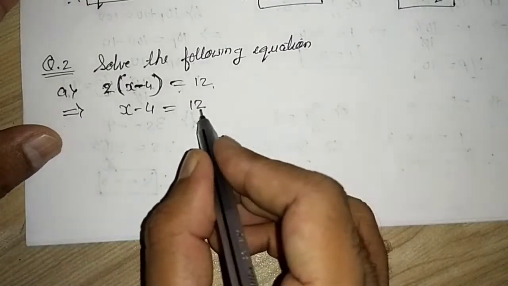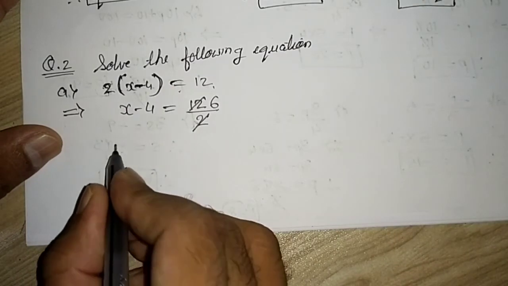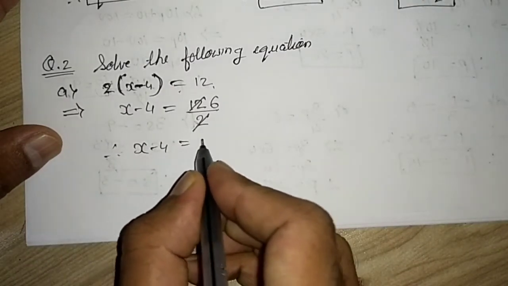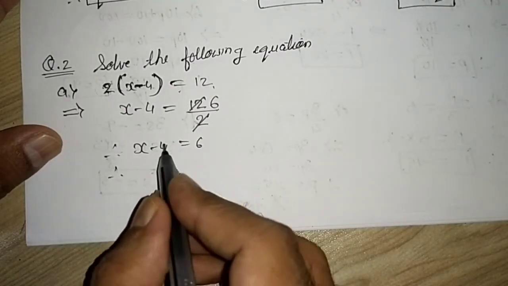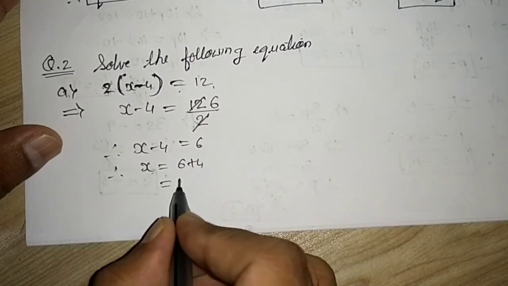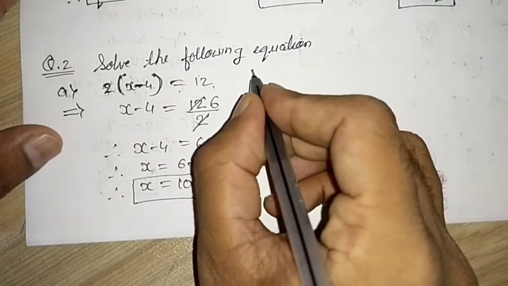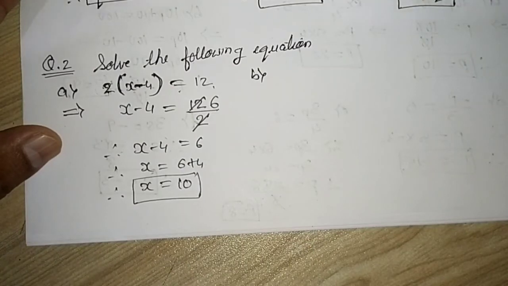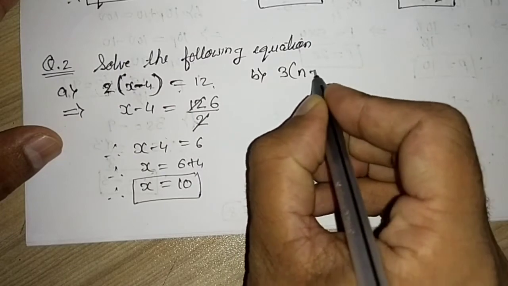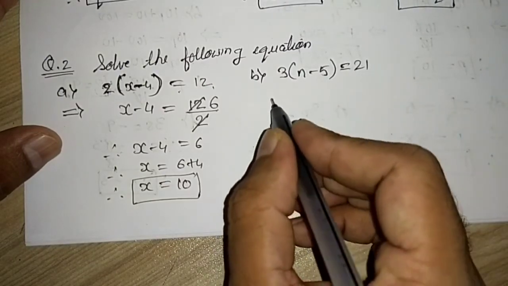Here it was in multiplication, so here it will divide. 2 1s are 2 and 2 6s are 12, therefore x minus 4 is equal to 6. Now in the next step minus 4 will transpose, so we will get x is equal to 6 plus 4, which is eventually x is equal to 10. Moving to part B. Part B says 3 into bracket n minus 5 is equal to 21.